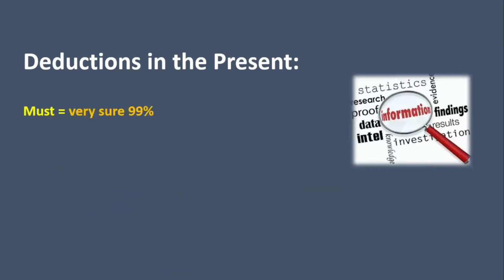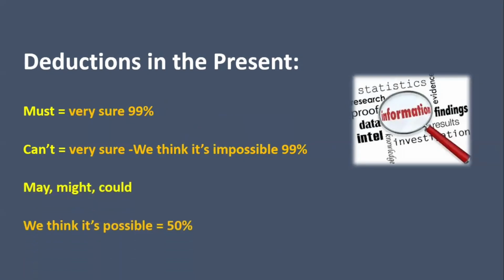Usually we use must when we are very sure, 99% sure that something is true. We use can't when we are very sure we think it's impossible, 99%. And we use may or might or could when we think something is possible, but we are not actually very sure. We are about 50% sure. So we use may or might or could.